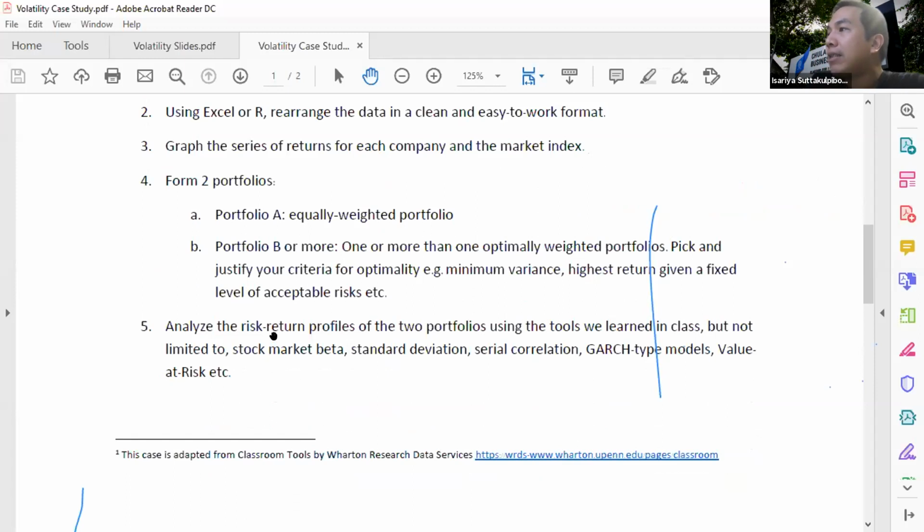I want you to analyze the risk and return profiles of the 2 portfolios using the tools we learned in class, but not limited to stock beta, standard deviation, correlation, GARCH type models, value at risk, right?